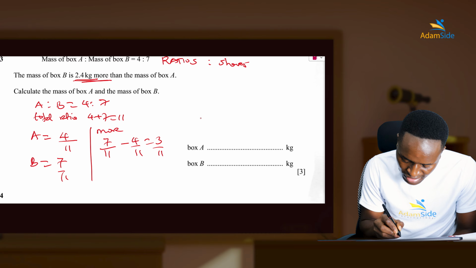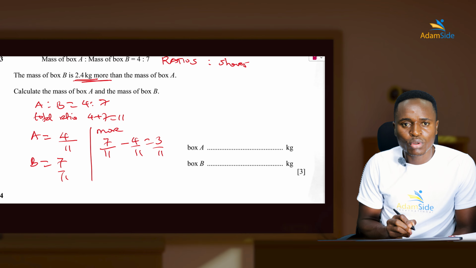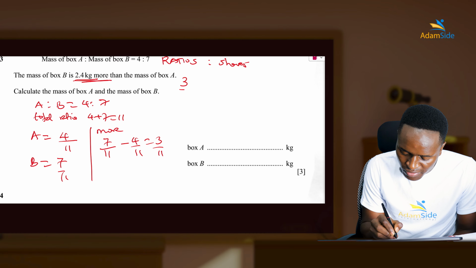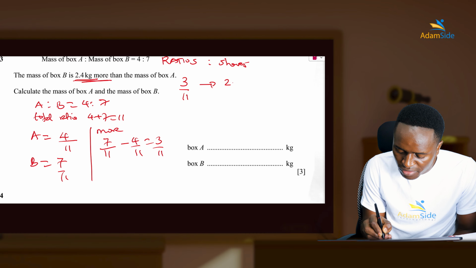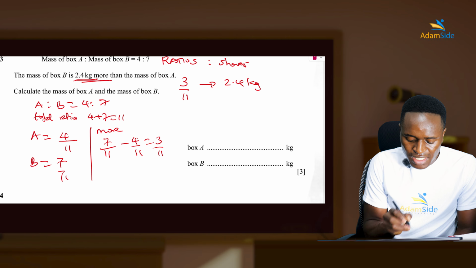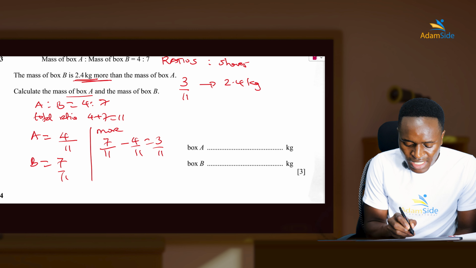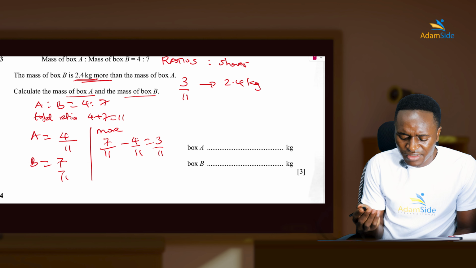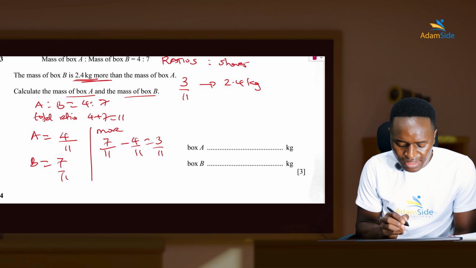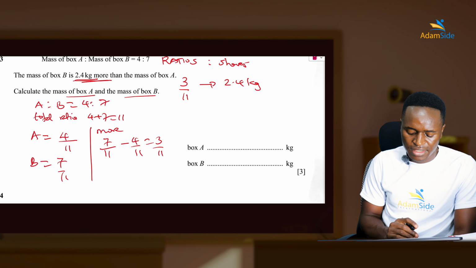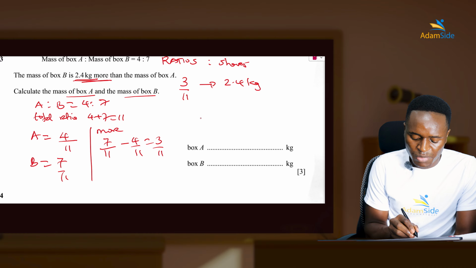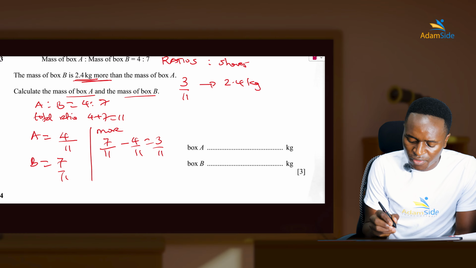So this 3 out of 11 is equivalent to 2.4 kilograms. So 3 out of 11 is the same as 2.4 kilograms. Then it says, calculate the mass of box A and the mass of box B. Obviously, that's easy. So after getting this, what should come to our mind is they need the mass of box A. Box A is 4 out of 11.